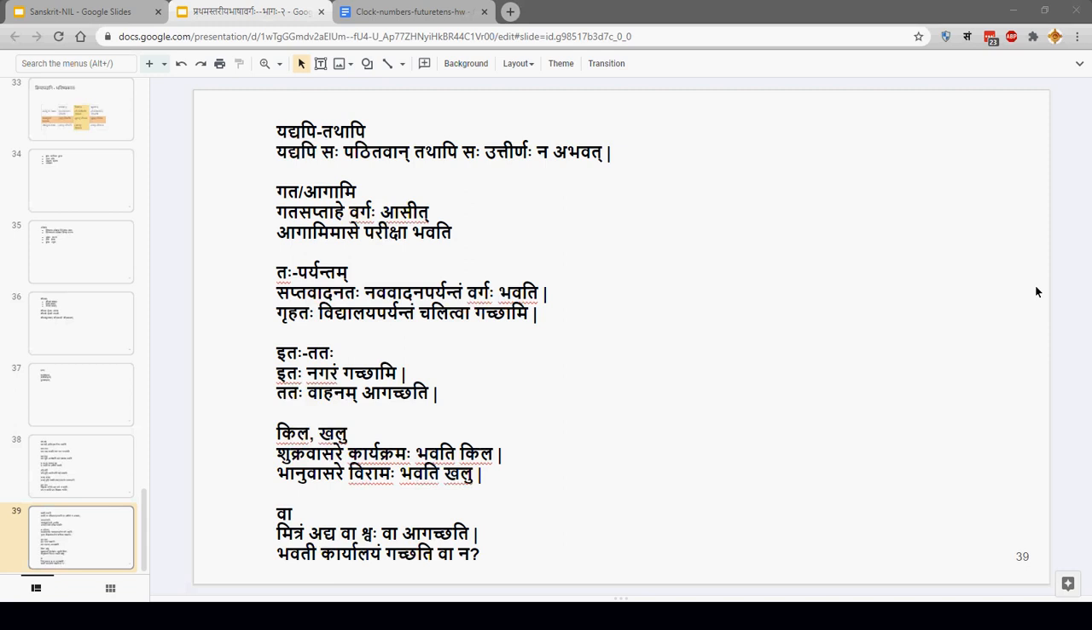Then another example like mama nagarataha, from my city. Mama nagarataha bhavatah nagaraparyantam vahanam nasti. From my city, mama nagarataha bhavatah nagaraparyantam, to your city or until your city, vahanam nasti, there is no vehicle, there is no conveyance.